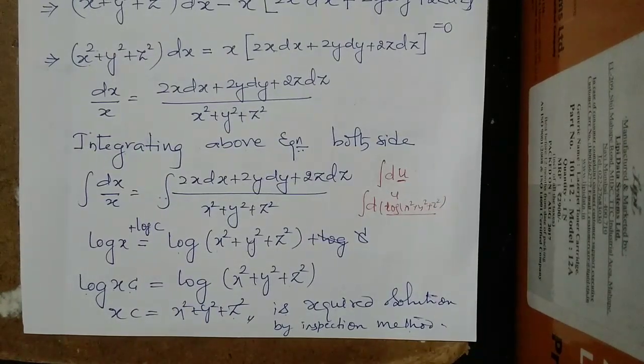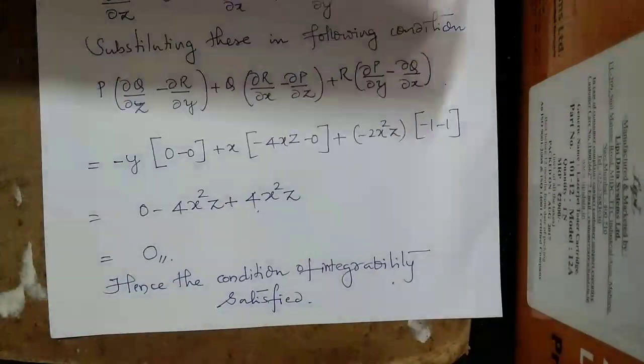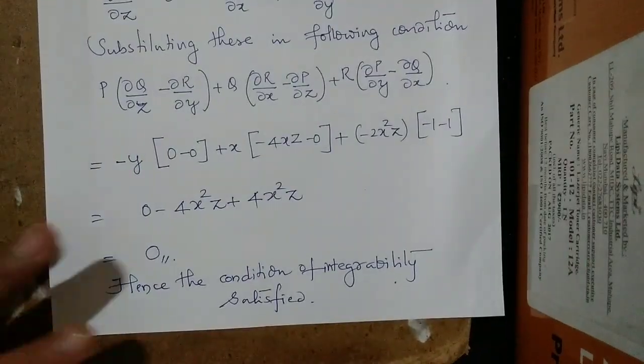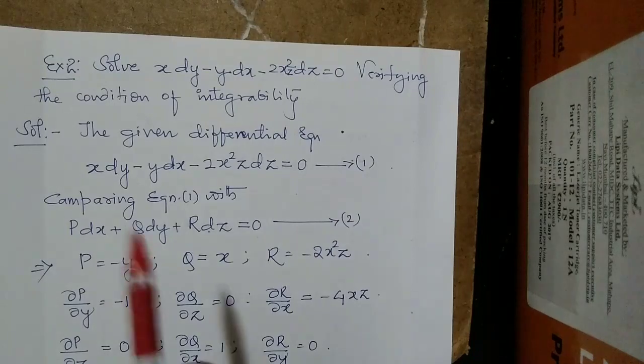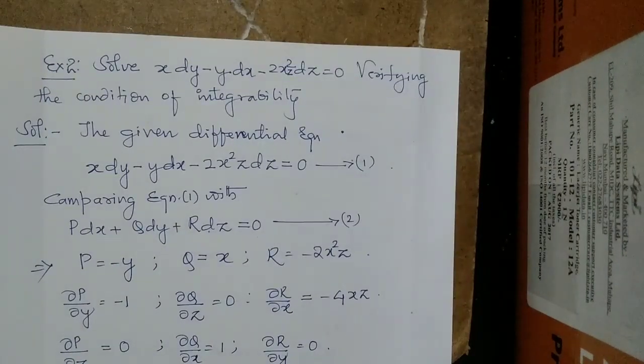Similarly, we can find the solution of another example. Just I will show here. I will explain that a little fast. The question is: solve the differential equation x dy minus y dx minus 2x square z dz equals 0.